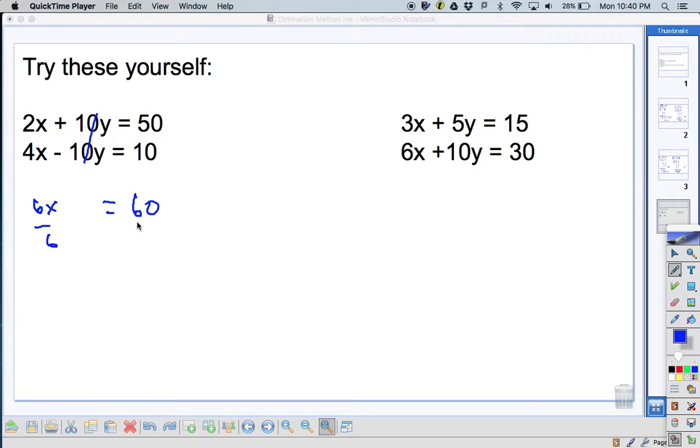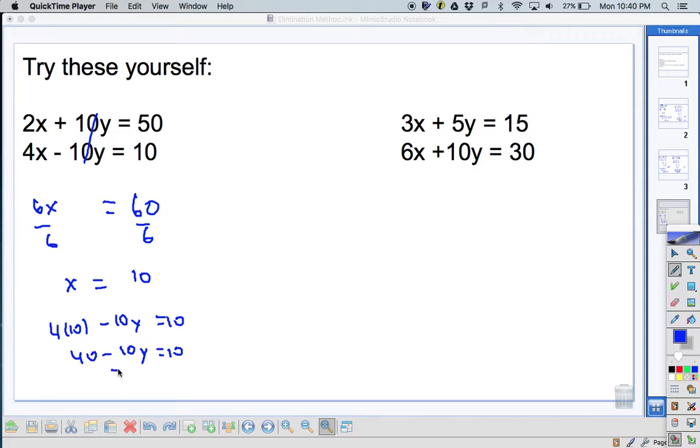We're going to divide both sides by 6. So x ends up being 10. 60 divided by 6 is 10. And we get to plug them back in. I'm going to plug it into the second equation. So I got 4 times 10 minus 10y equals 10. This is 40 minus 10y equals 10.